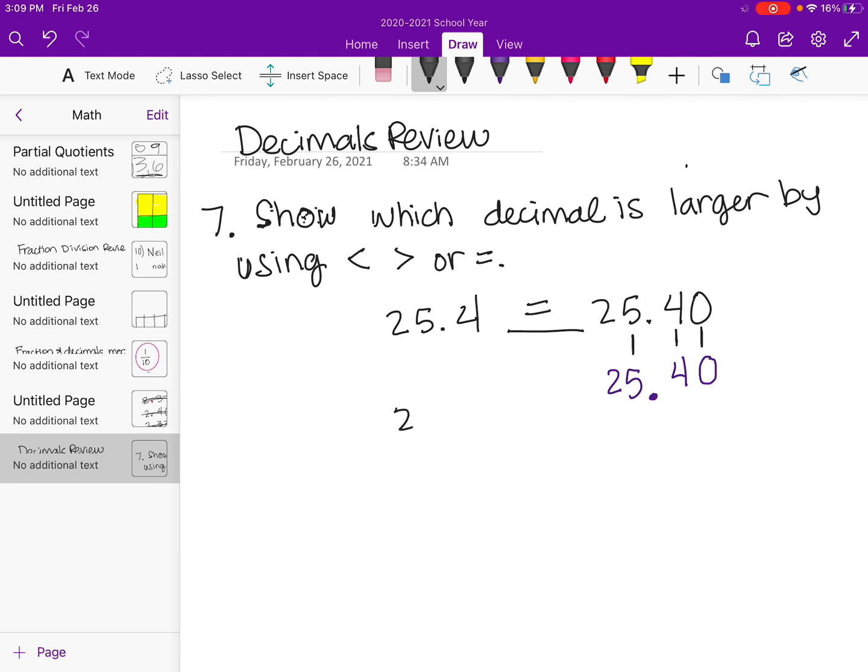25 and 4/10 is the same thing as 25 and 40 hundredths. So they're equal. I wrote the equal sign, and I'm done with that problem.